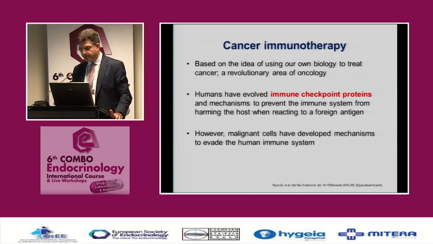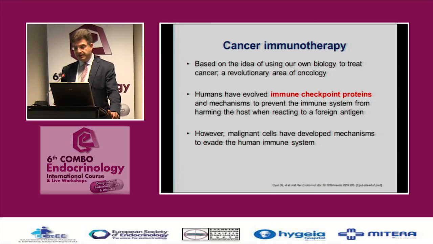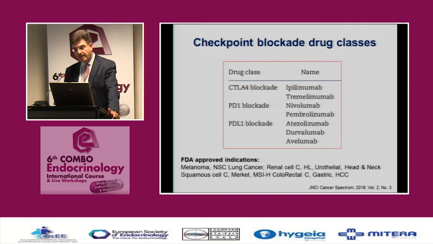Cancer immunotherapy is really based on the idea of using our own biology to treat cancer, which is really a revolutionary area of oncology. We have evolved several immune checkpoint proteins and mechanisms to prevent the immune system from harming the host when reacting to a foreign antigen. However, malignant cells have developed mechanisms to evade the human immune system.